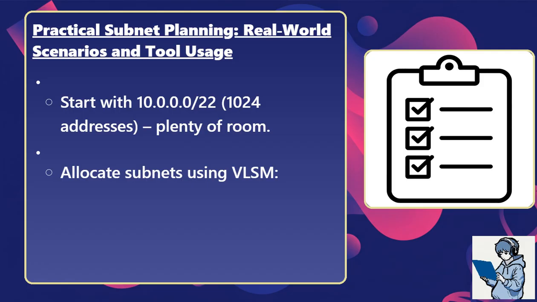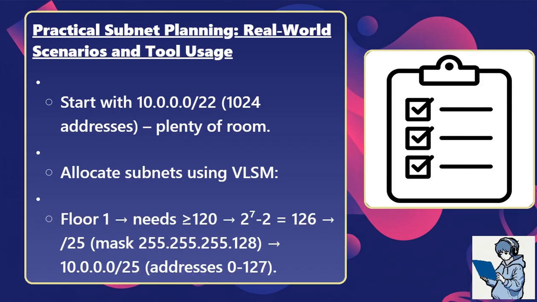Allocate subnets using VLSM. Floor 1 needs greater than or equal to 120. 2 to the power of 7 minus 2 equals 126, so a /25 mask, 255.255.255.128. 10.0.0.0/25, addresses 0 to 127.